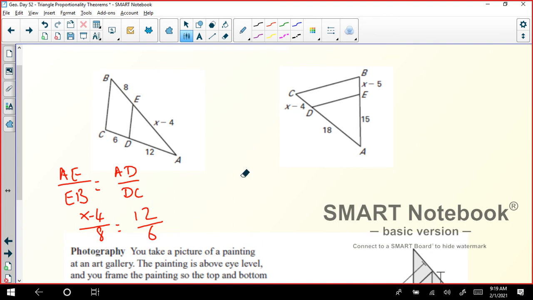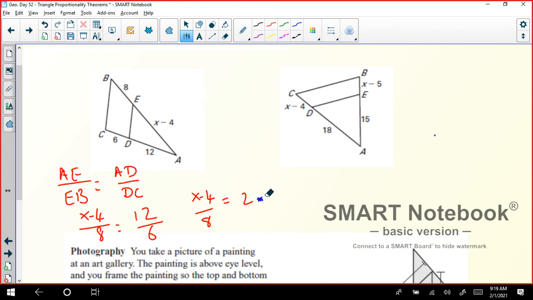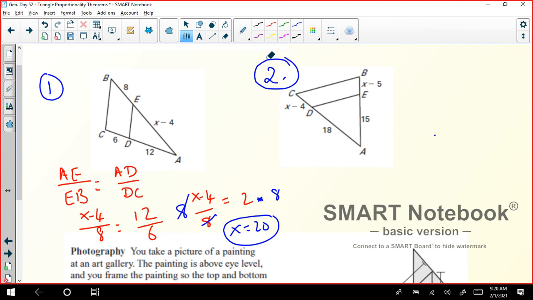Simplify this further. 12 divided by 6 equals 2. And I have x minus 4 over 8. Multiply by 8 on both sides. If I multiply by 8, this 8 will get crossed out. 2 times 8 is 16. And then add 4 on both sides to get x equals 20. Okay, that's your first one. I want you all to try the second one. I'll give you like a minute, then we will go over the answer.